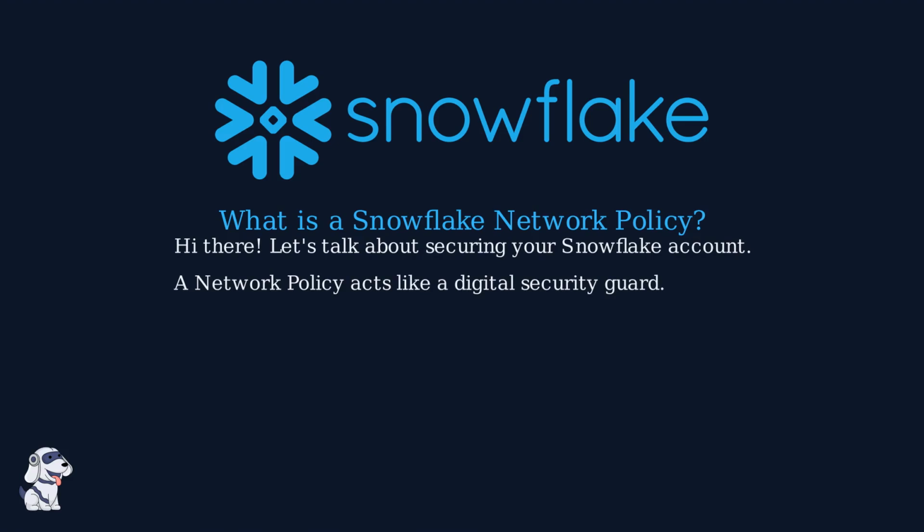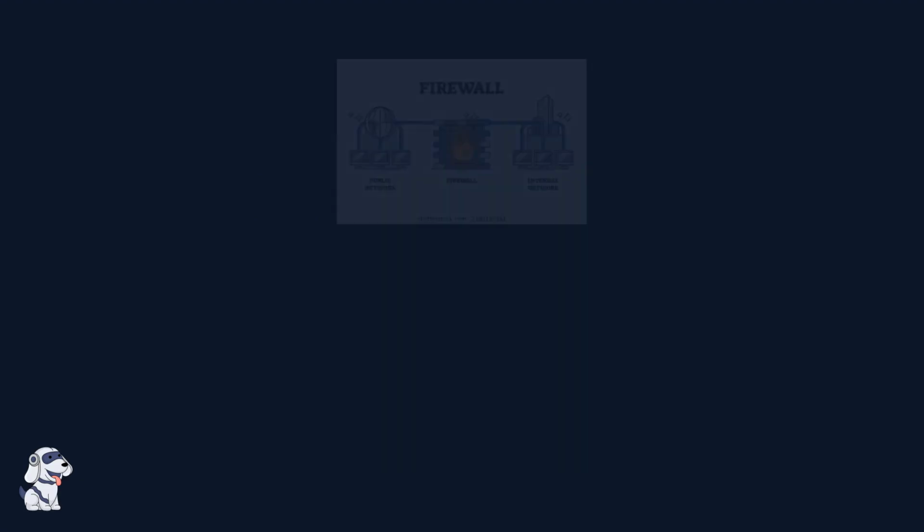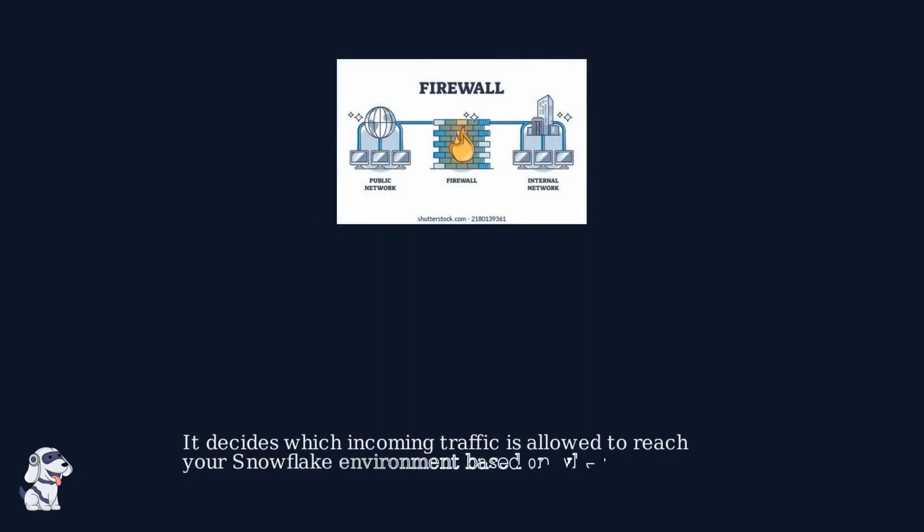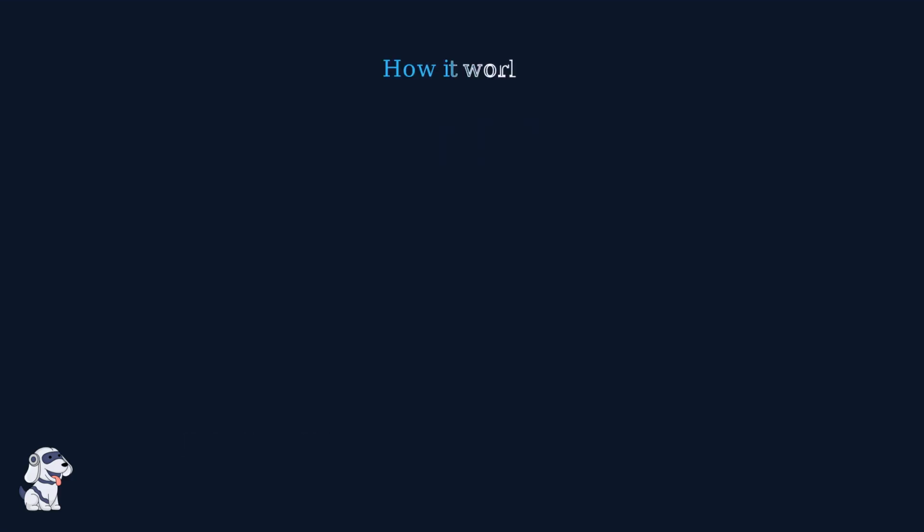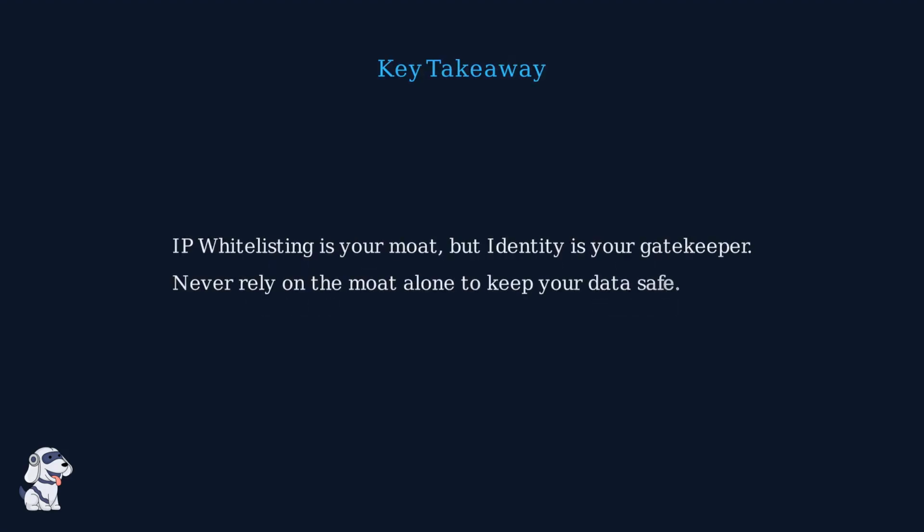Think of a network policy as a dedicated security guard for your data environment. It acts as a firewall, deciding which traffic is allowed to enter your environment based on the source IP address. It checks the incoming connection's source IP address. If it's on your allow list, the door opens. If not, access is denied. Remember, IP whitelisting is your moat, but identity is your gatekeeper. Never rely on the moat alone to keep your data safe.